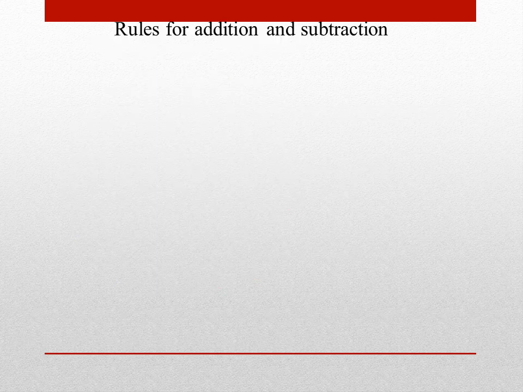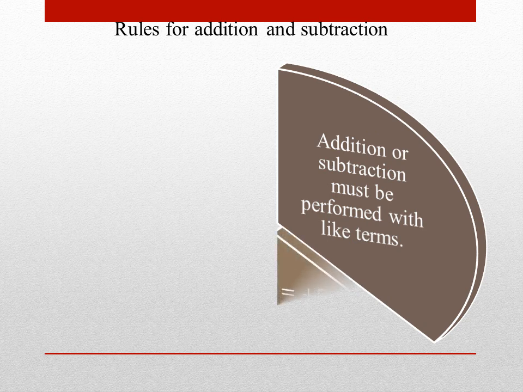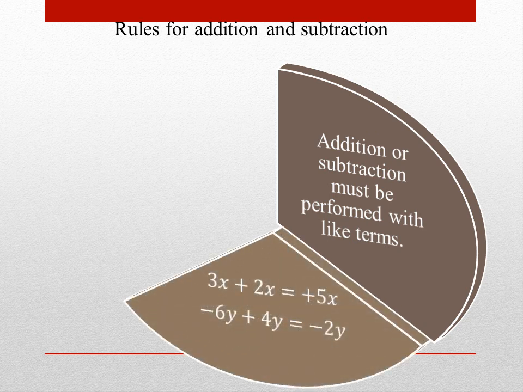Rules for addition and subtraction. Addition or subtraction must be performed with the like terms. For example, 3x plus 2x is equal to plus 5x. Only same variable terms must be added and subtracted. Minus 6y plus 4y is equal to minus 2y.